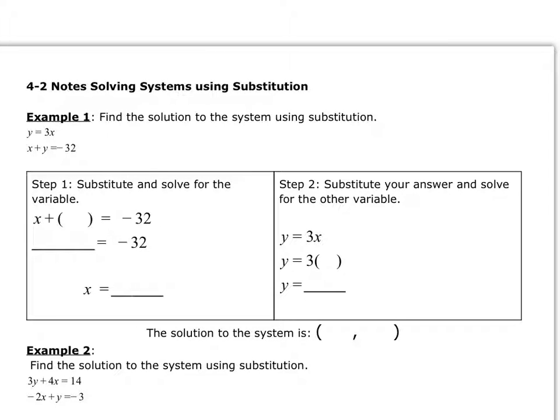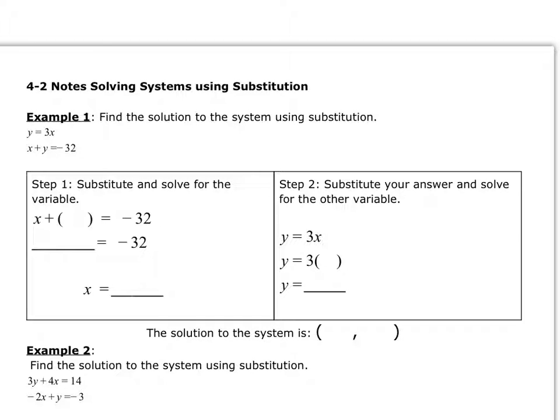So to solve using substitution, one of our equations has to be solved for a variable. Here, I have y equals 3x, and x plus y equals negative 32. Are one of these already solved for a variable? Is one of the variables by itself? Yes, which one?